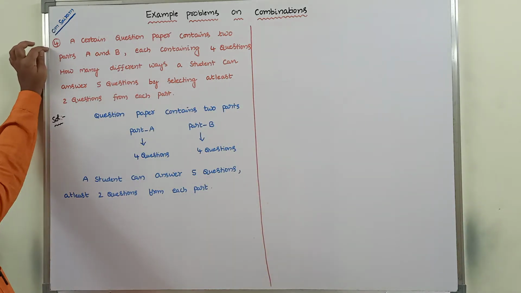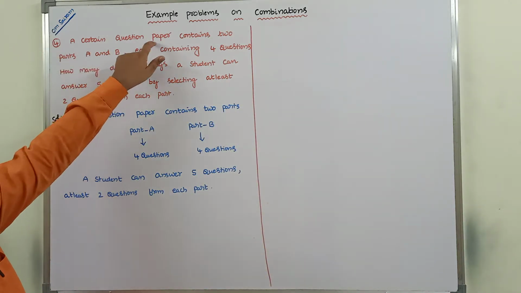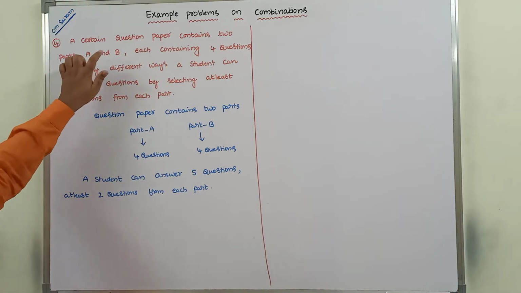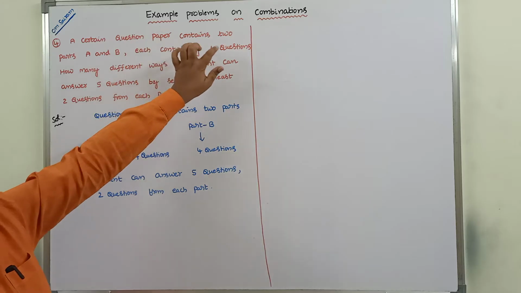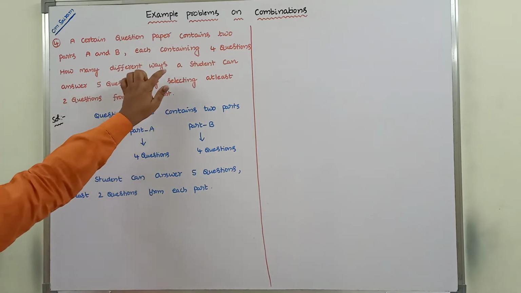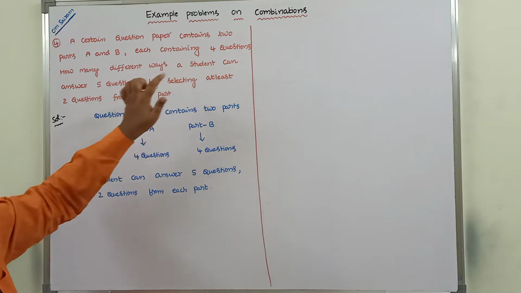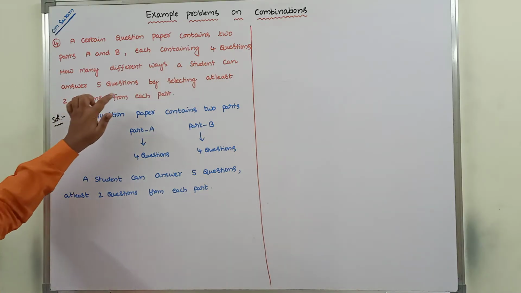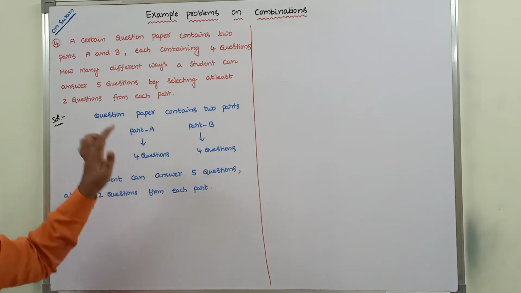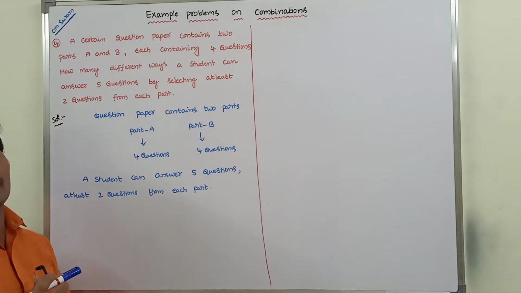The question is: a certain question paper contains two parts, that is A and B, each containing 4 questions. In how many different ways can a student answer 5 questions by selecting at least 2 questions from each part?